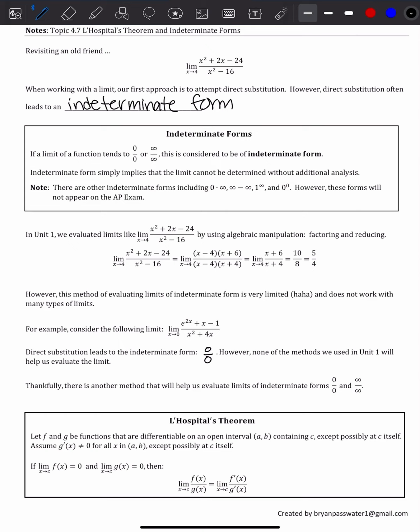L'Hopital's says that we can look at our limits almost individually. So looking at the limit as x approaches whatever our value is of the top, if that equals 0, and the limit as we approach the same value of the bottom goes to 0, then we can look at the limit of the derivative of the top and the derivative of the bottom. So this is different than quotient rule. We're going to be looking at the derivative of the top by itself and the derivative of the bottom by itself, and then bringing it back together for our limit.